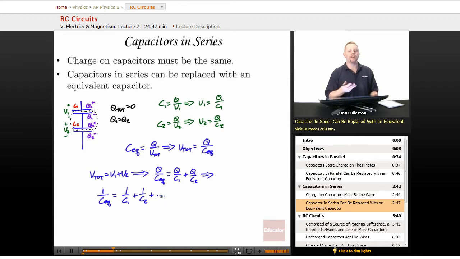So capacitors in series combine like resistors in parallel, and capacitors in parallel combine like resistors in series. And just like we did for resistors, for two capacitors in series, if you have just two, the equivalent capacitance is going to be C1 times C2 over C1 plus C2. But that only works for two capacitors. If you have more than that, you've got to go back to the general formula.